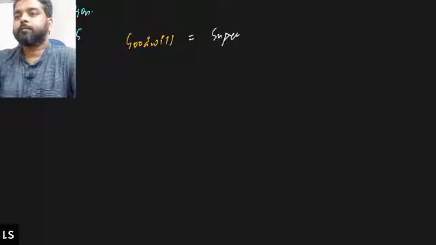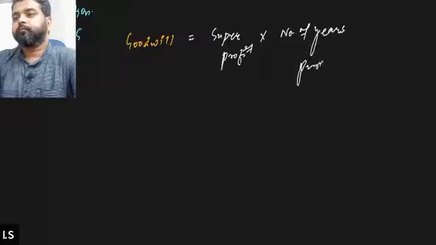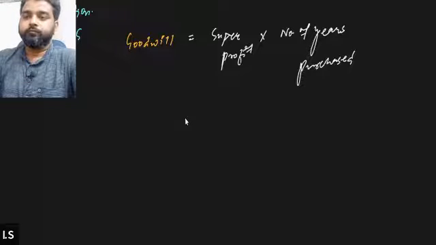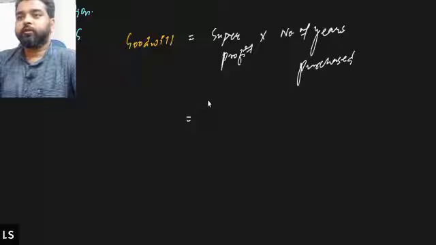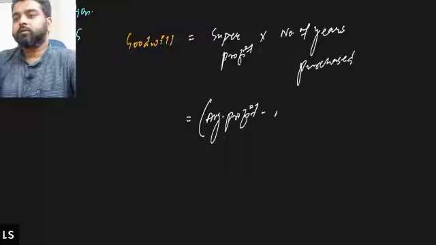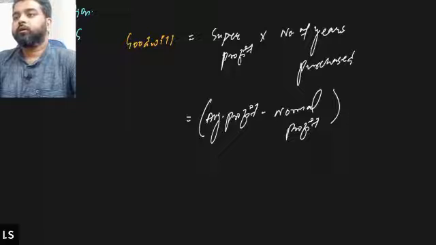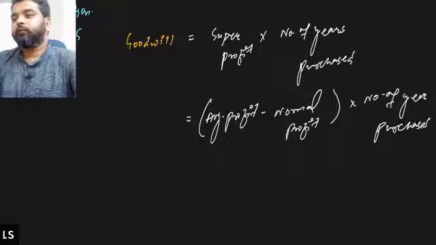Super profit multiplied with the number of years purchase. To find out the super profit, we will apply the formula average profit minus the normal profit, multiplying it with the number of years purchase, and we will be able to find out the value of the goodwill.